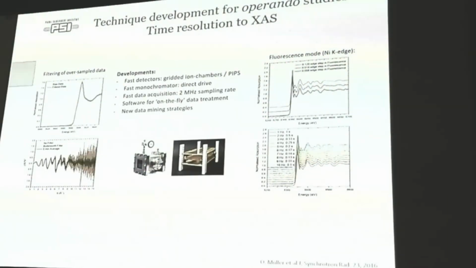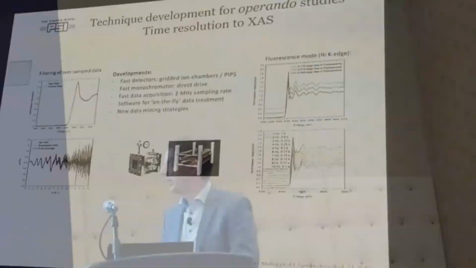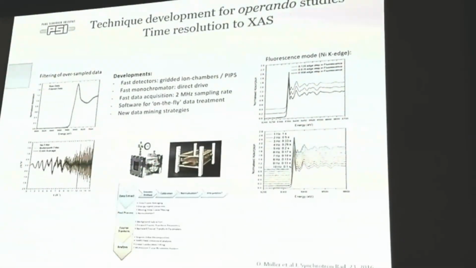So here you see a spectrum collected in a few tenths of milliseconds. And if you use this filtering of noise, you end up with quite a good EXAFS spectrum, with quite a long range. Obviously, you need software for on-the-fly treatment of your data, so you can really look at your time data. And finally, if you collect data for a few hours, you end up with 10,000 spectra, so you really need to work with data mining.